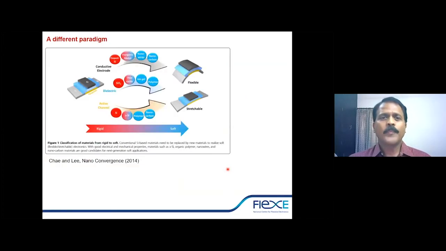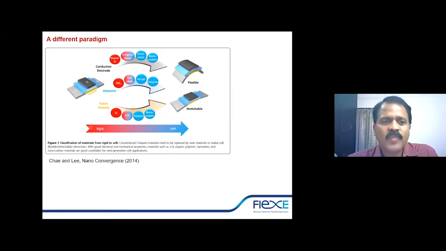So now let's look at the different paradigm posed by this platform of flexible electronics. This is the schematic of a transistor. We have a channel, a dielectric, the gate material, the source, and the drain. In conventional electronics, typically these gate electrodes are doped silicon. The dielectric is typically silicon dioxide or some other dielectric, and the active channel is primarily silicon.